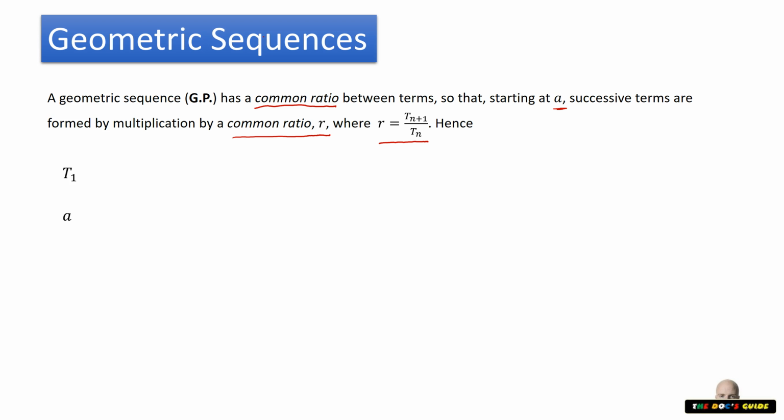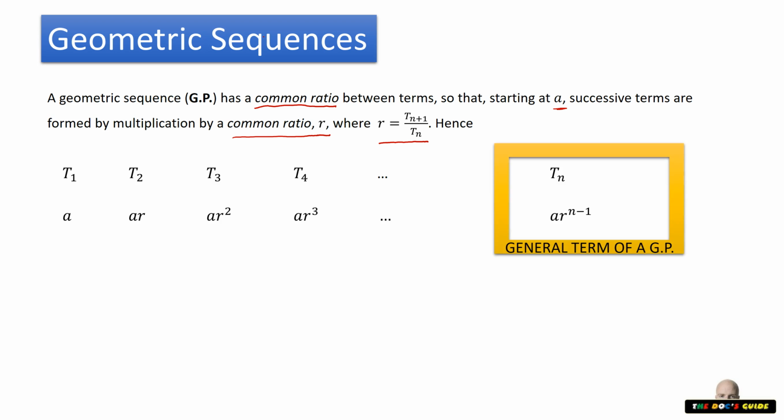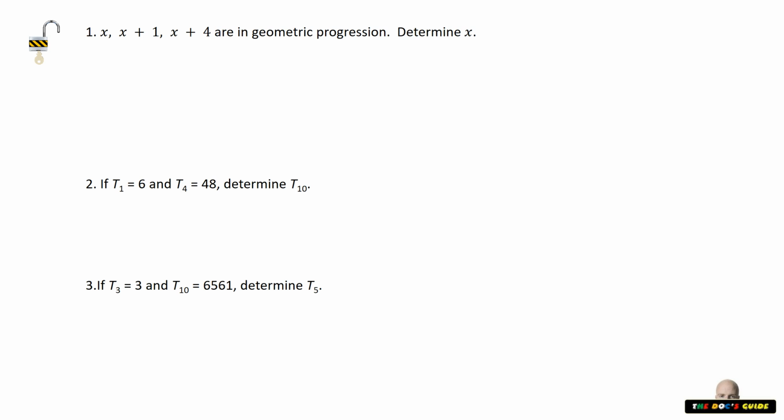If t1 is equal to a, then t2 equals a times r, t3 is a times r squared, t4 is a times r cubed, and as you will establish the pattern there, that leads to the general formula for a term in a GP: tn equals ar to the n minus 1. The recursive relationship is that one term, tn, is equal to the one before it multiplied by r, which is the same as our definition of the common ratio.